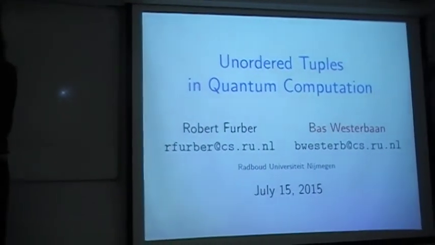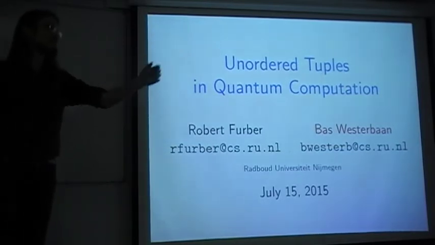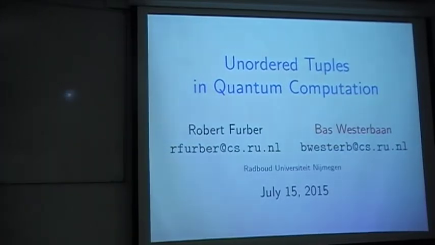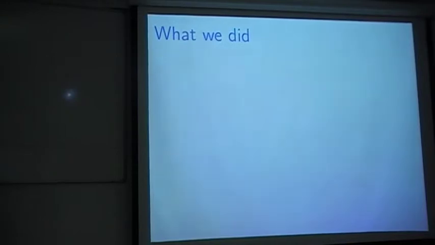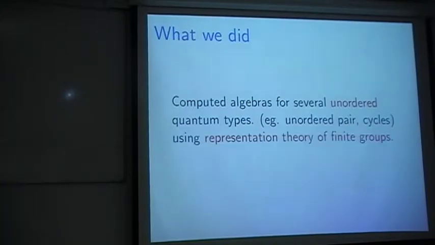So my name is Bas Westerbaan, and this is joint work with Bas Westerbaan. He's sitting over there. And so, what did we do? Well, we computed the algebras for several unordered quantum types. So, this was already done. They were already described, but not computed concretely. Well, the difference will become clear. And how did we do it? We used the representation theory of finite groups.